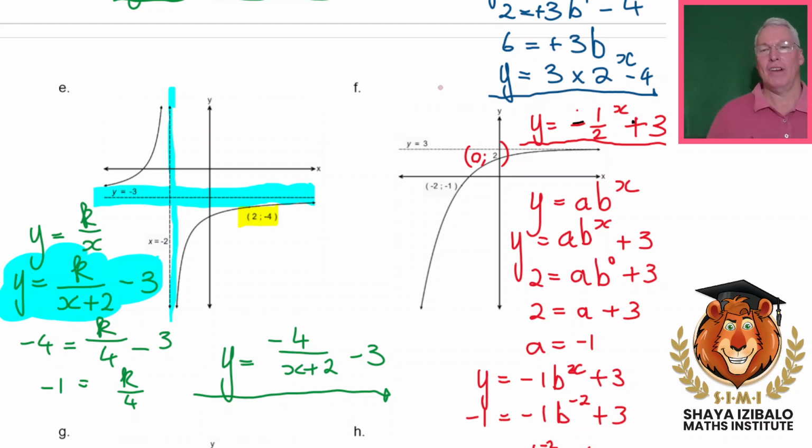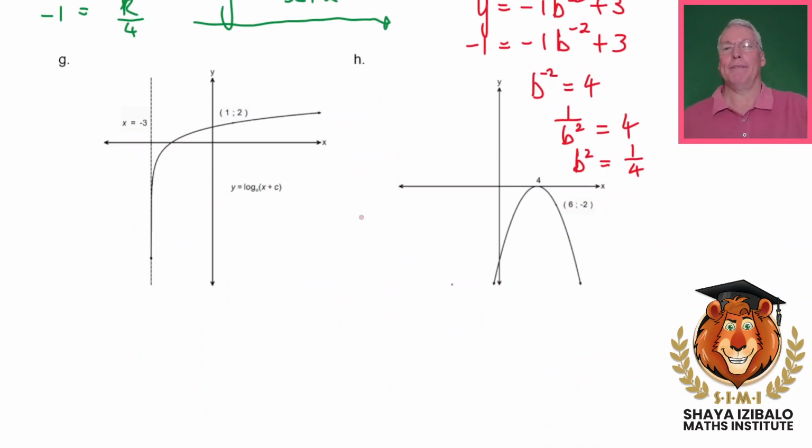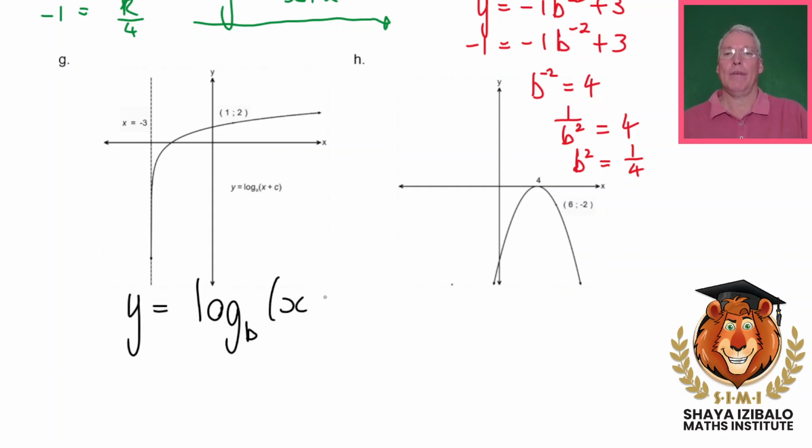Okay, right, I'm sorry about the lack of space there. Right, this next one is a log graph. We've actually been told it's a log graph. We know the base is going to end up being bigger than 1 because this graph's going uphill. We also know that this graph has actually moved 3 to the left. How do we move a graph 3 to the left? Well, we add 3 to x.